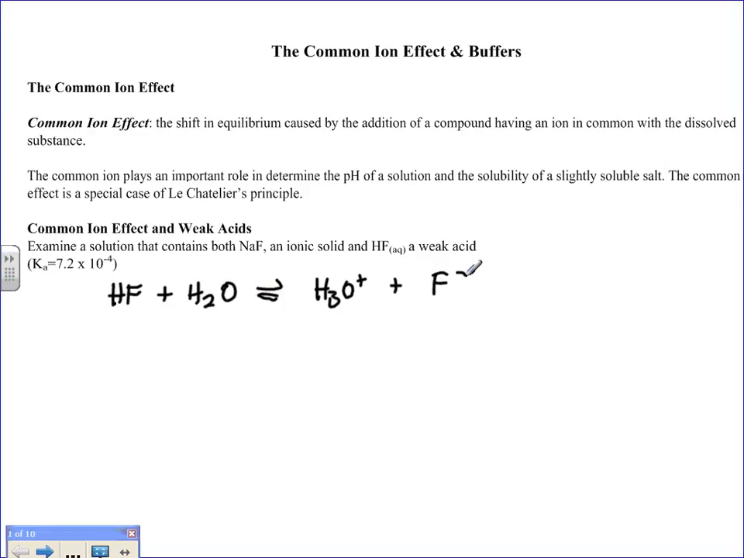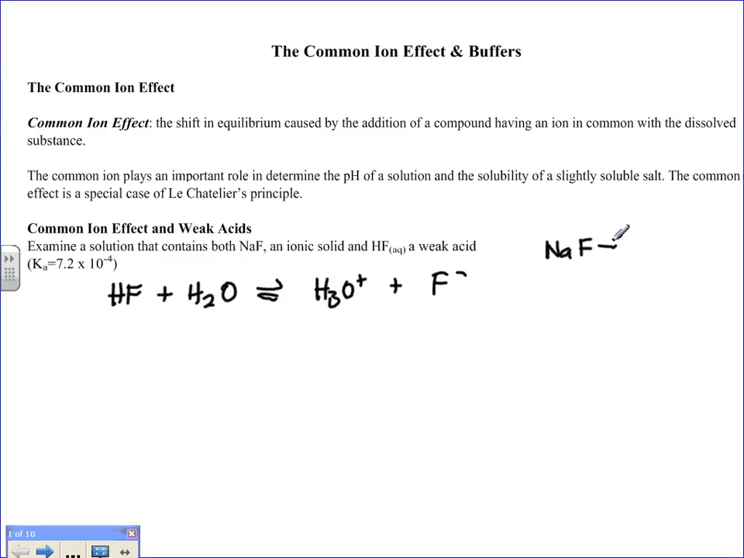Now if that system also contains the ionic solid NaF, or sodium fluoride, it's going to affect this equilibrium. Because if it's just the acid dissolved in the water, then the amount of F- that we would have would be 0 initially. But in this case, the fluoride from the sodium fluoride is a common ion, and it's going to affect the equilibrium.